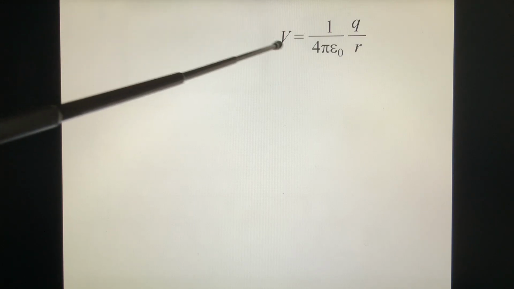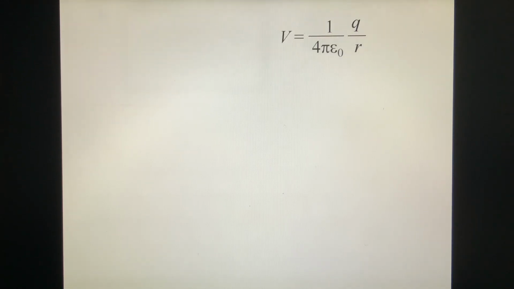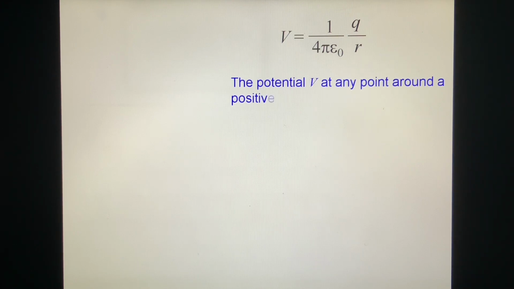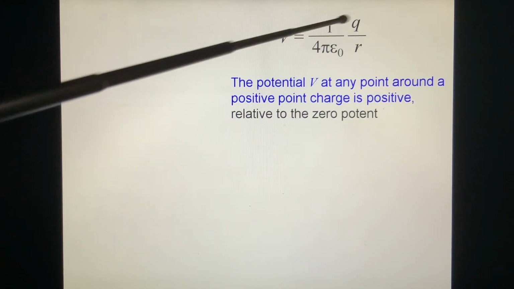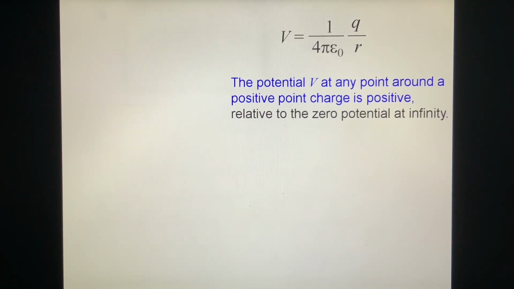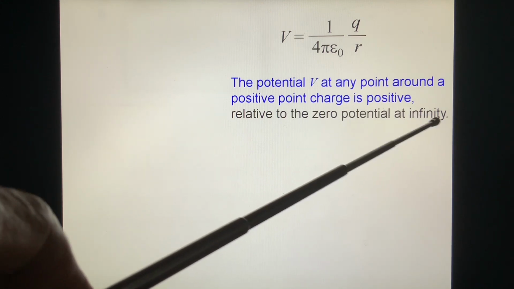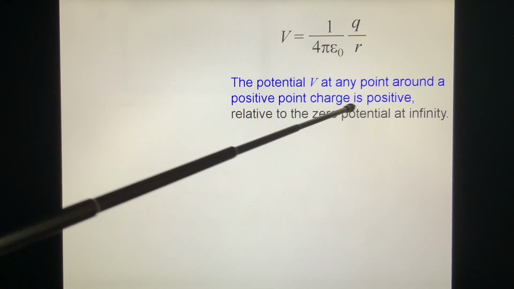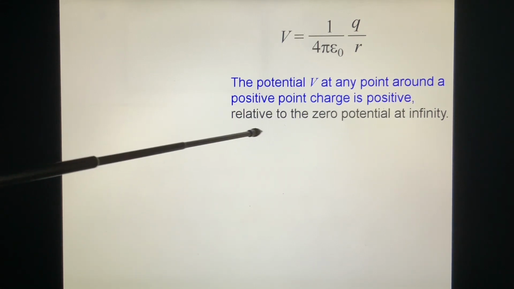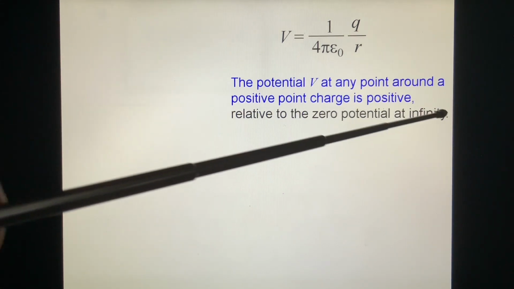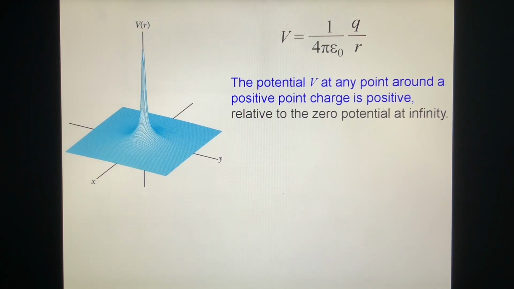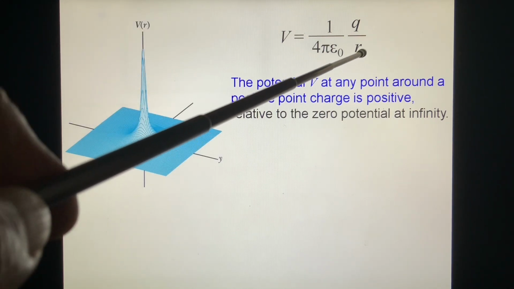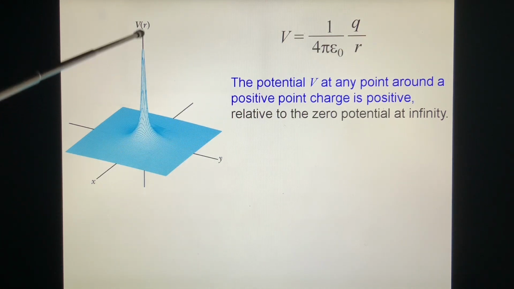This is the potential produced by point charge q. The potential V at any point around a positive point charge is positive. Relative to zero potential at infinity, we define V equal to 0 at infinity, then you have this equation. When r equals 0, it's infinite.